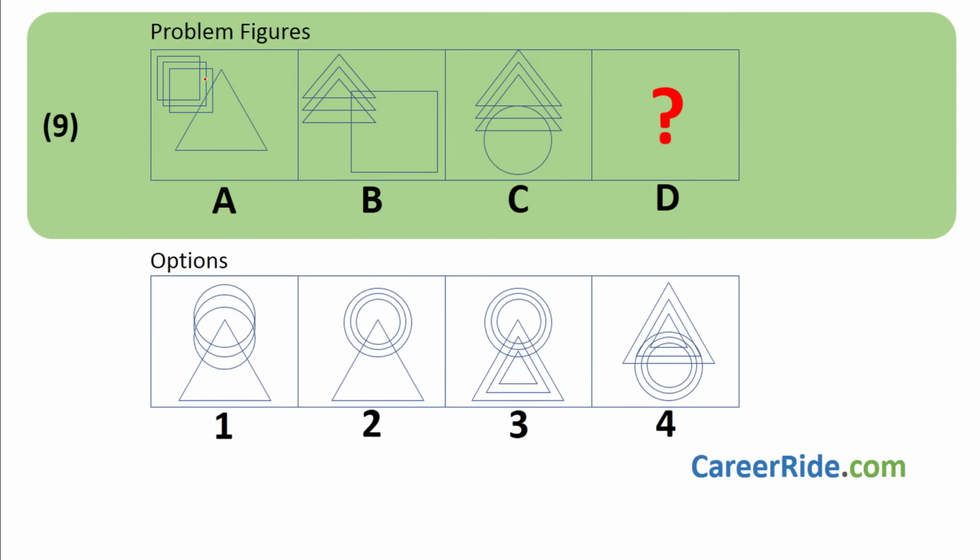Question number 9. Again, see the elements: square, triangle, triangle, square. Okay, let's see what the change is. Now over here we have 3 squares, 1 triangle, 3 triangles, 1 square. That means the position has been interchanged. First the square was over here, now it is over here. Then first the triangle was over here, now the triangles are over here. Also the number of triangles has changed.